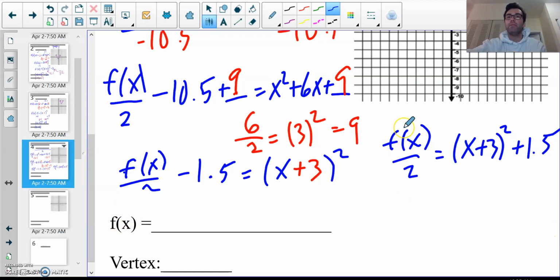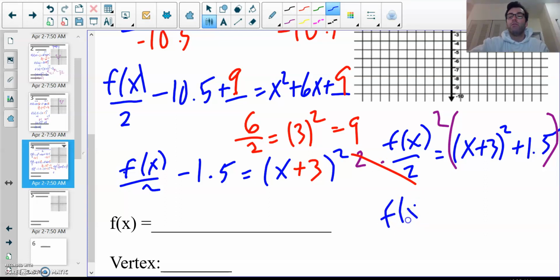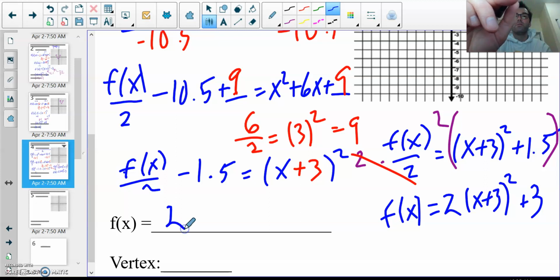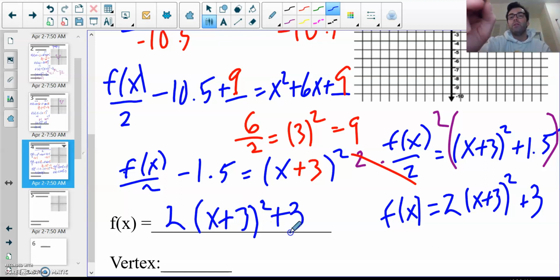My answer is just looking for f of x, but I have f of x over 2. So, remember this from last time. I'm going to multiply everything by 2. So these 2's cancel, and now we just have f of x equals 2 times x plus 3 squared plus 3.